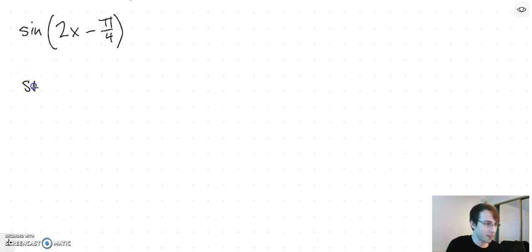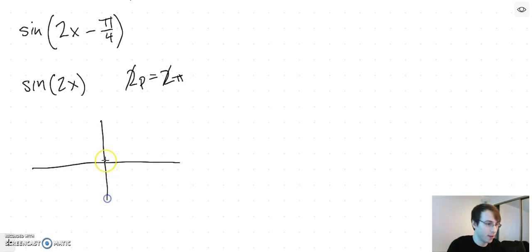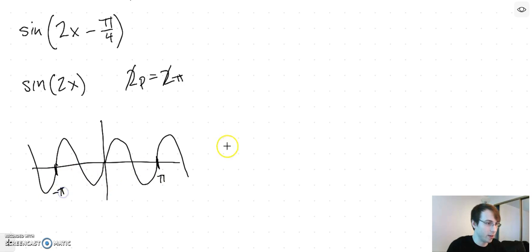So let's try to graph sine of 2x. Well, we know that 2p equals 2 pi, where the period is p. So the period is just pi. So our graph would look something like this. So this would be pi now, and this would be negative pi.